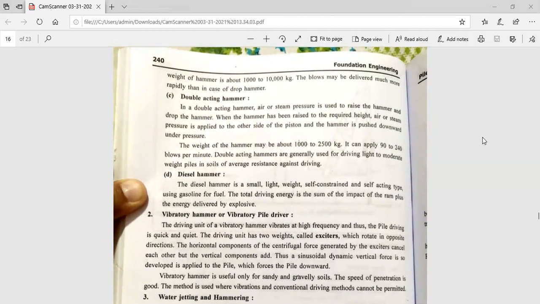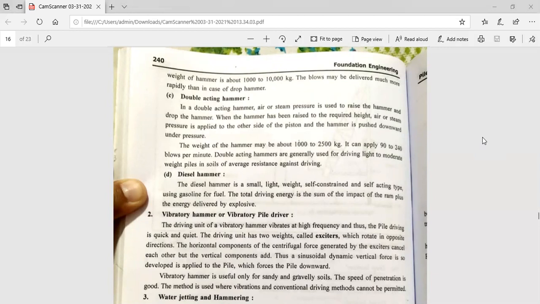Next is the double acting hammer. In this type of hammer, air or steam pressure is used to raise the hammer and drop the hammer. When the hammer has been raised to the required height, air or steam pressure is applied to the other side of the piston and the hammer is pushed downward under the pressure. The weight of the hammer may be about 1000 to 2500 kg. It can apply 90 to 240 blows per minute. Double acting hammers are generally used for driving light to moderate weight piles in soil of average resistance against the driving.